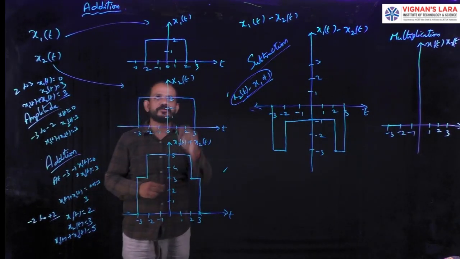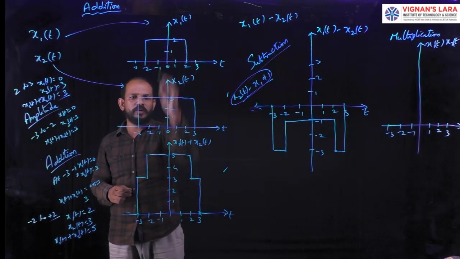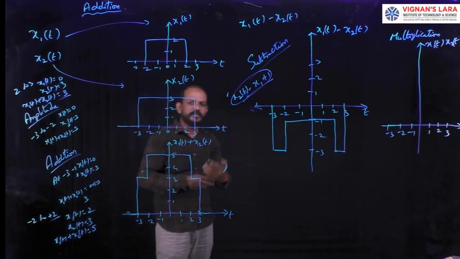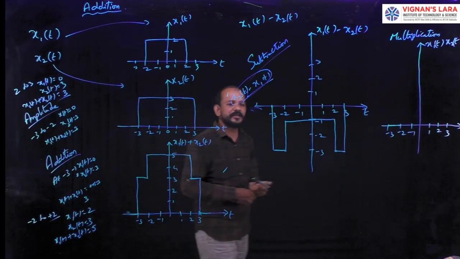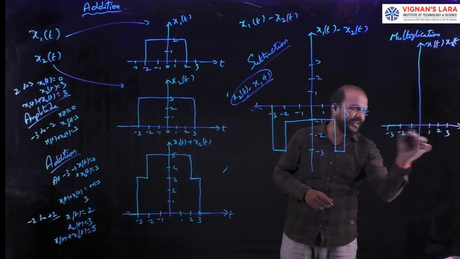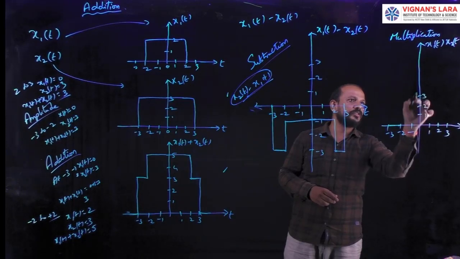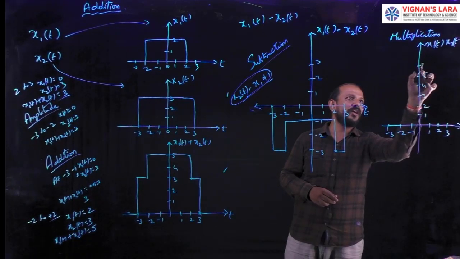From minus 2 to plus 2, x1 of t is 2. From minus 2 to plus 2, x2 of t is 3. So multiply those values, 2 into 3, nothing but 6. That is, from minus 2 to plus 2, the value is 6. So 1, 2, 3, 4, 5, 6.